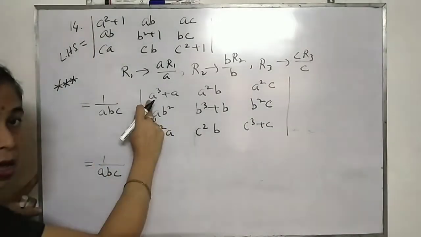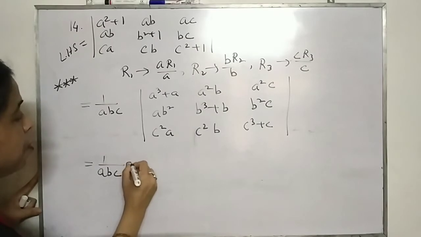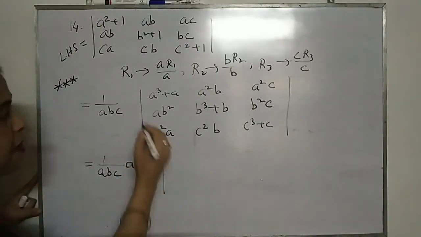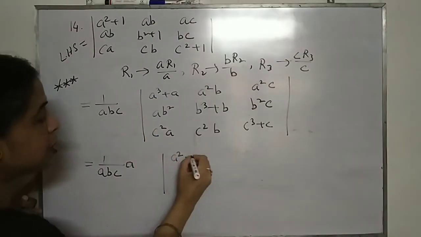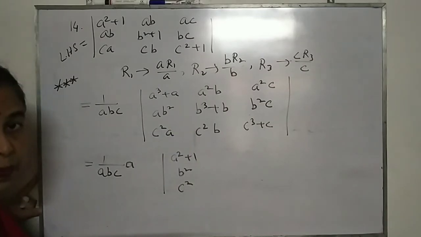Here A can be taken common. This is A here, here also A. So I am taking A common from the first column. So what is left here? A I have taken common, it has become A square plus 1. It has become B square, here we have C square.